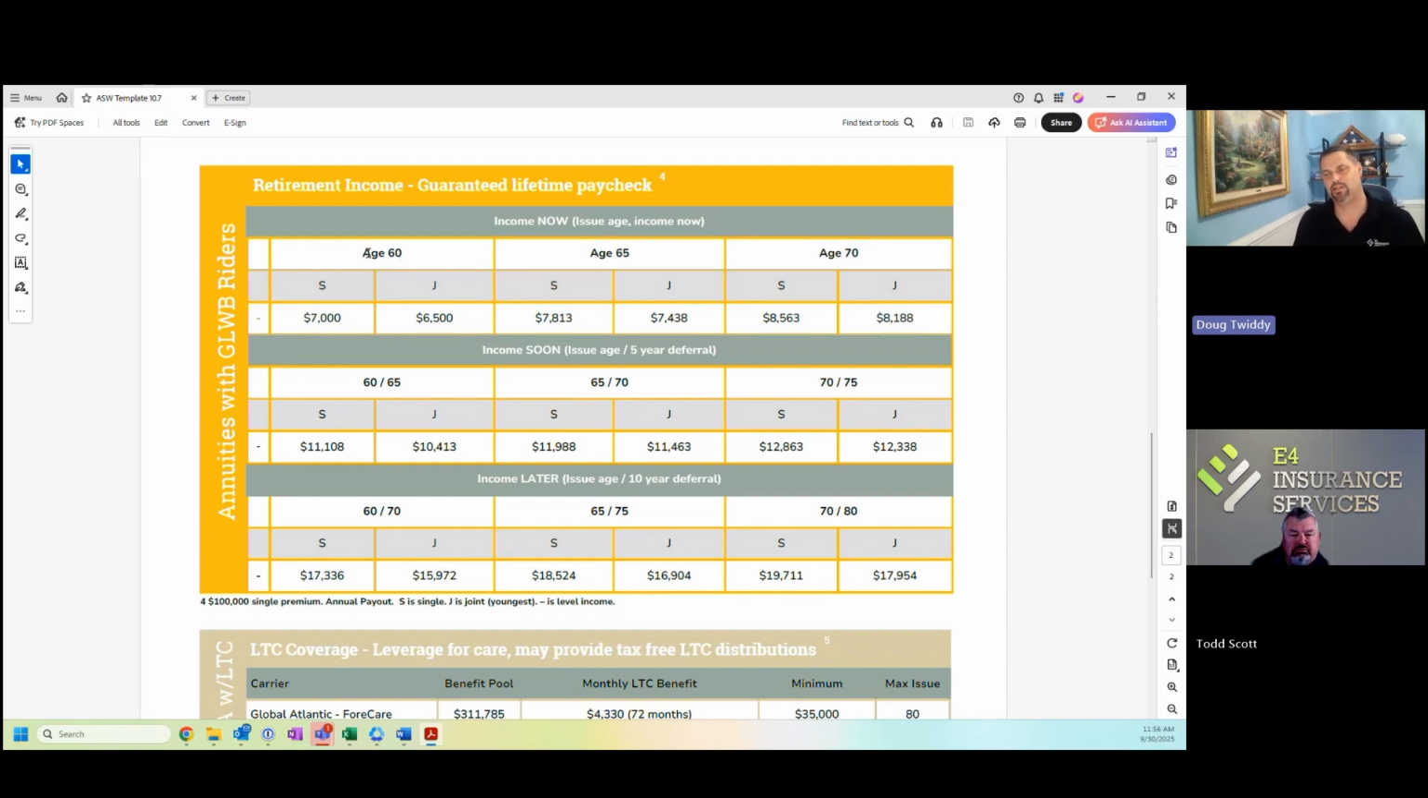So a 60-year-old single person, right, or joint person. A 60-year-old single person with $100,000 looking for lifetime income today would get $7,000 a year. If they could defer income, say a 5-year deferral, if a 60-year-old could defer to 65, that single person could get $11,000 a year. If they could defer to 70, they get $17,000 a year. And of course, I'm rounding here, right?